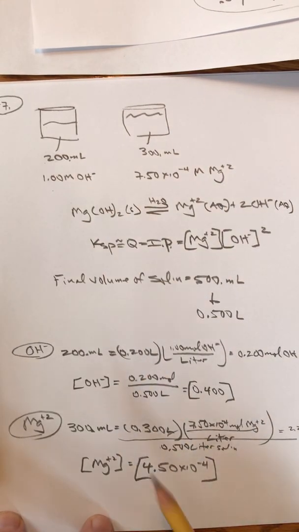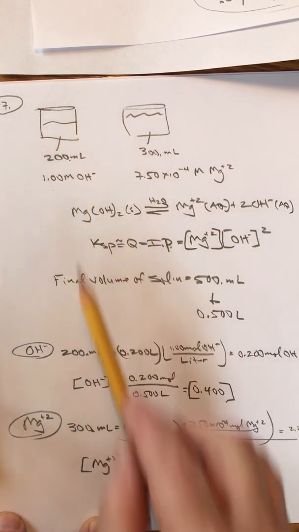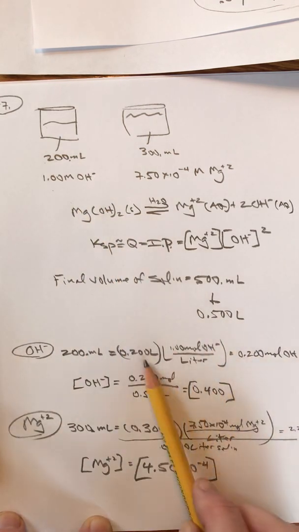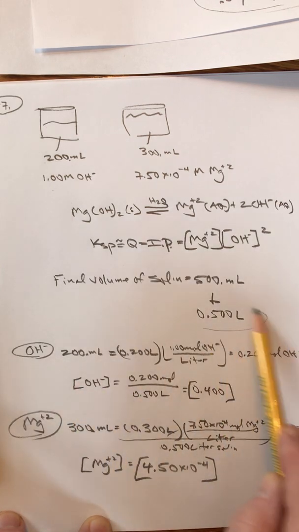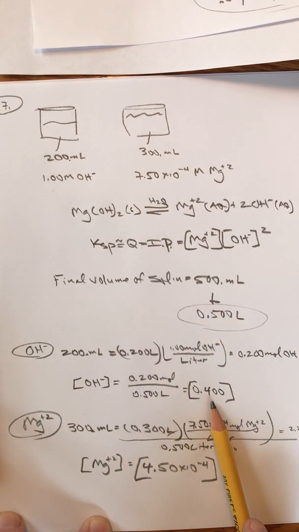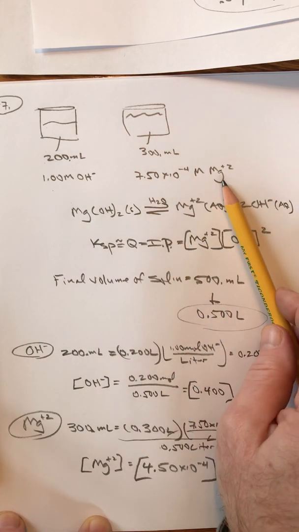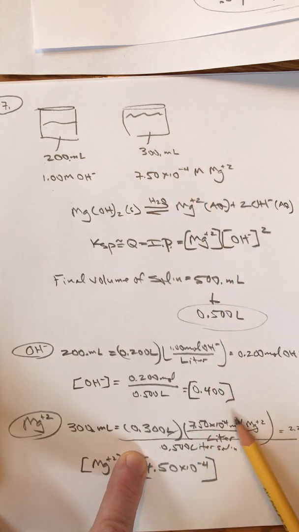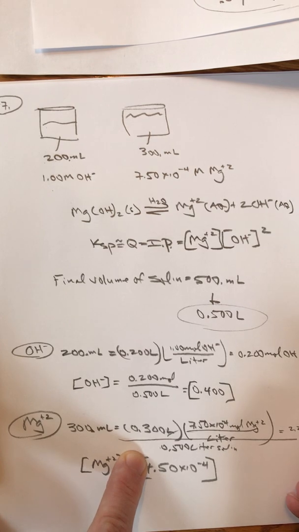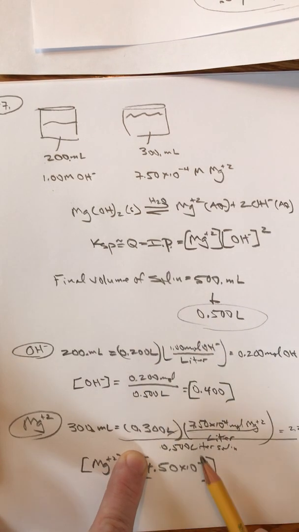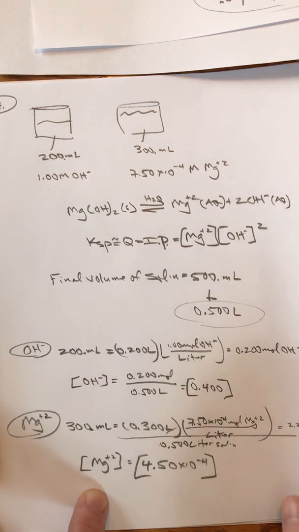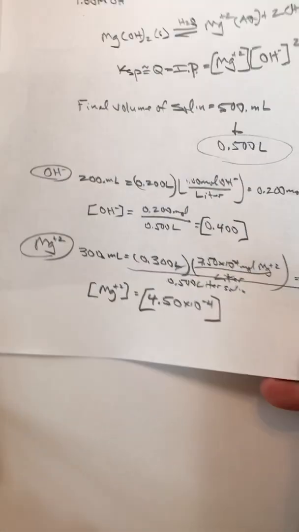Let me just reiterate what I just said. I went to my hydroxide. I said I've got 200 mils of solution. That's 0.2 liters. And its concentration was 1 mole per liter. I had that many moles, and I divided it by my final volume of solution to come up with 0.4. I had 300 milliliters of the magnesium ion. That's 0.3 liters. It was 7.50 times 10 to the minus 4 moles per liter. That gave me 2.25 times 10 to the minus 4 moles of magnesium plus 2 ions. And I divided that by my 0.5 liters, and that gave me a concentration of 4.5 times 10 to the minus 4 moles per liter for magnesium.